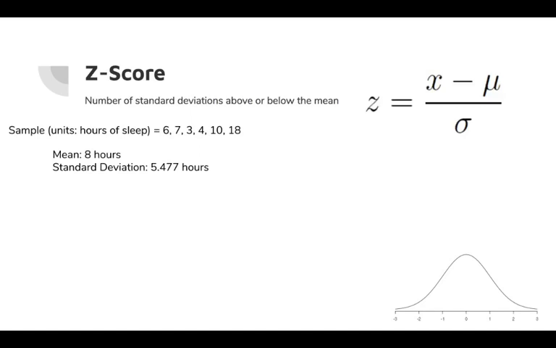So let's take a look. A z-score is the number of standard deviations above or below the mean any given number in your data set is. So just to run a couple of really quick examples, this is the data from last week's video. Looking at hours of sleep, we calculated last week that for this little sample of hours of sleep, the average ended up being 8 with a standard deviation of 5.477 hours.